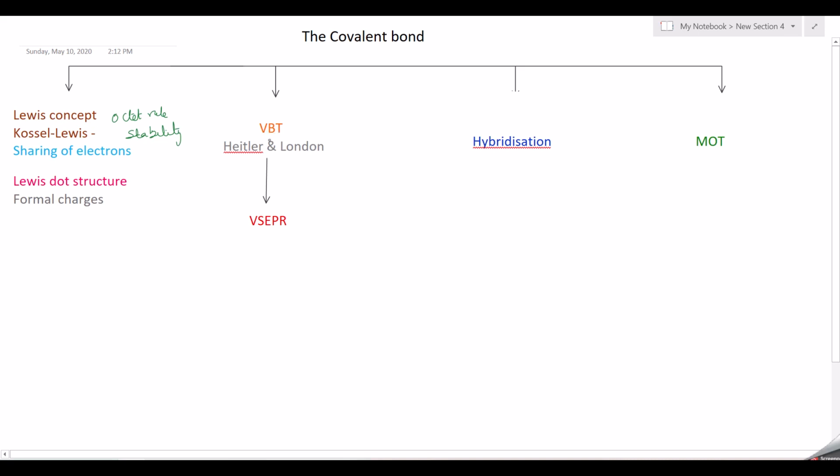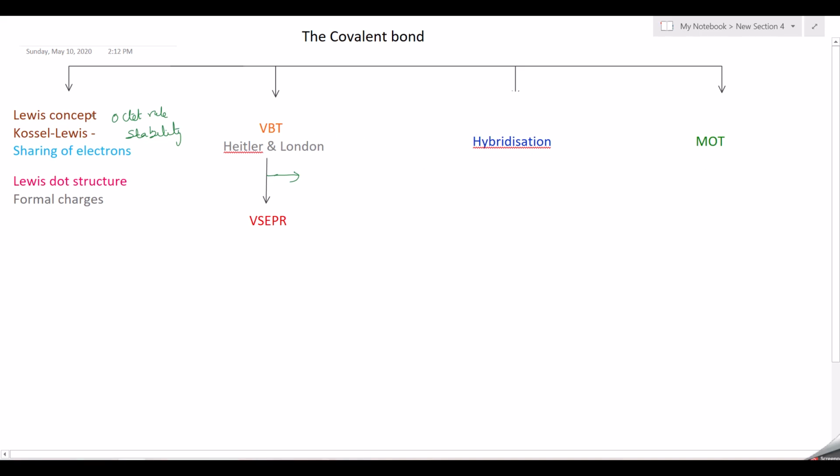valence bond theory, given by Heitler and London. And this theory gives so many points, but it does not explain all the points clearly. So in order to explain, we need another theory called the extended VBT theory given by Pauling and Slater. Then we have VSEPR theory, that is valence shell electron pair repulsion theory, and then comes hybridization and then molecular orbital theory. So in this order only we are going to do.